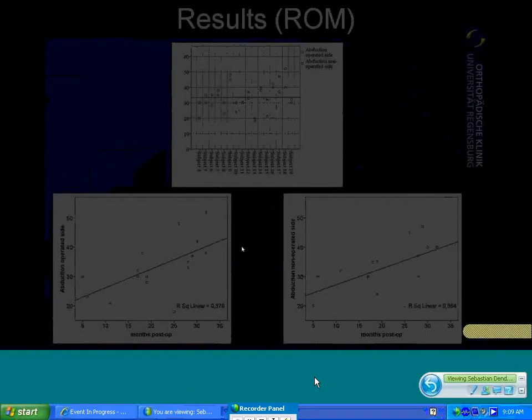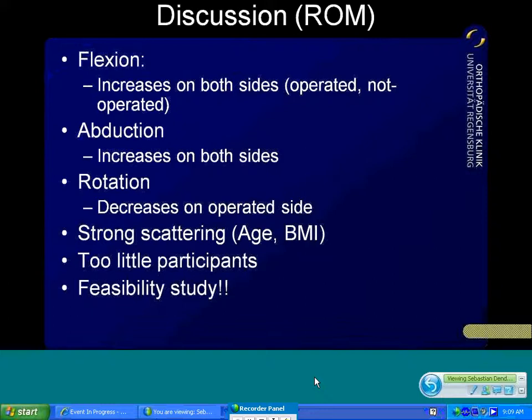Okay. So, what have we seen right before? Well, the flexion angle increases on both sides, on the operated and on the not operated side, as does the abduction angle. Rotation angle decreases on the operated side, and stays as it is on the not operated side.